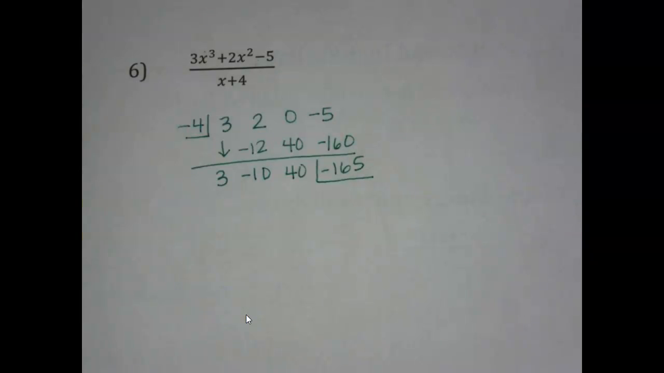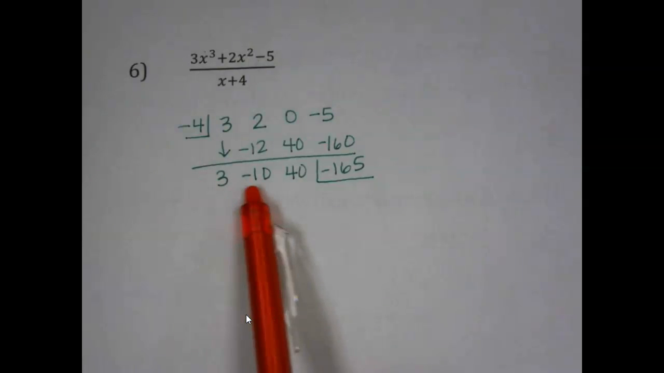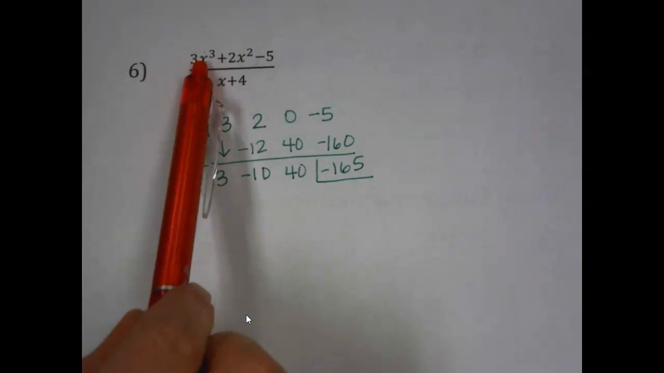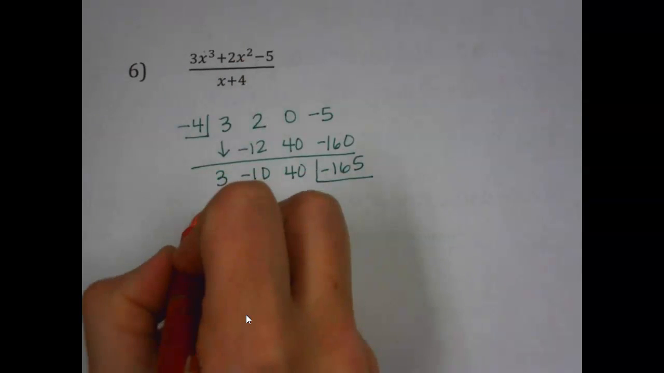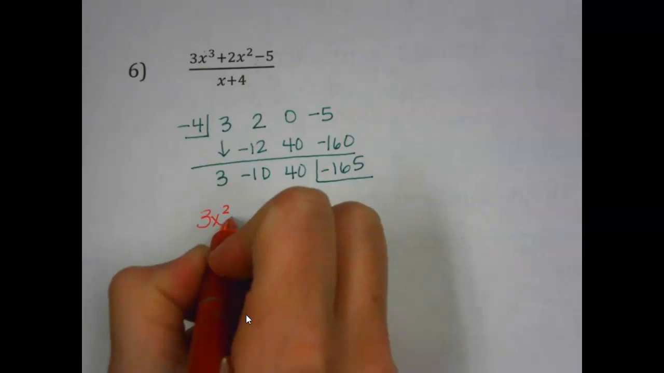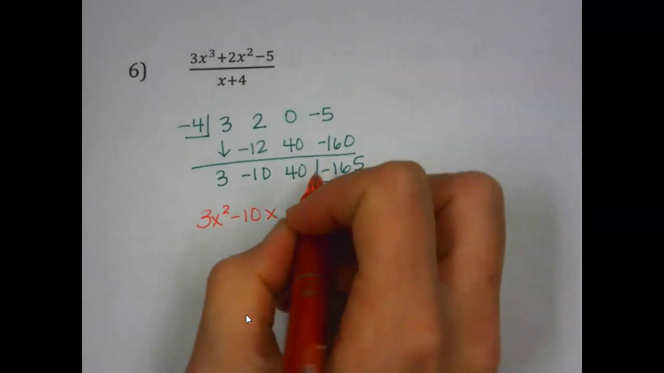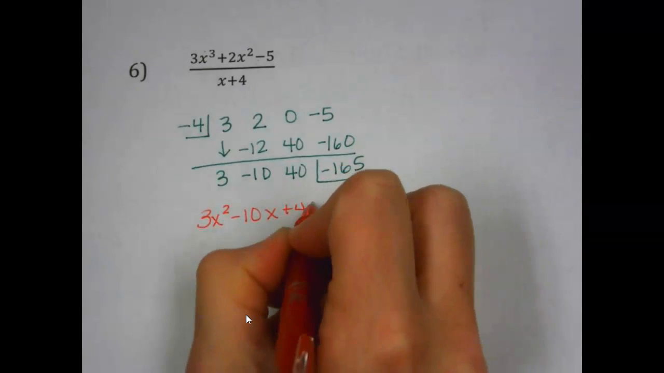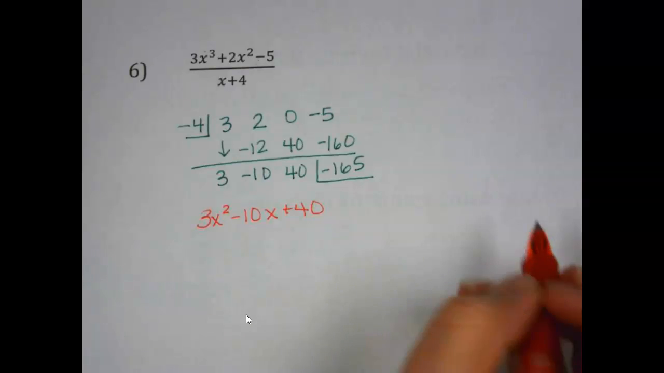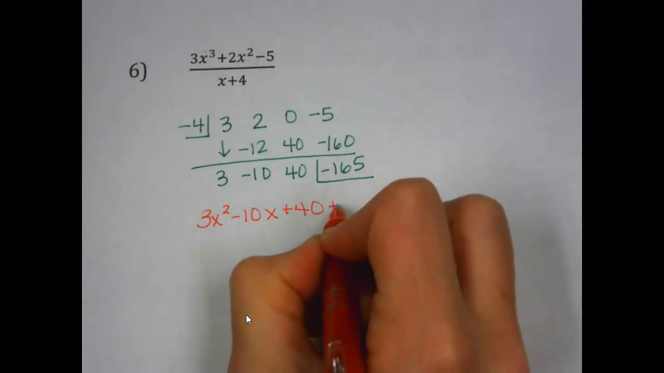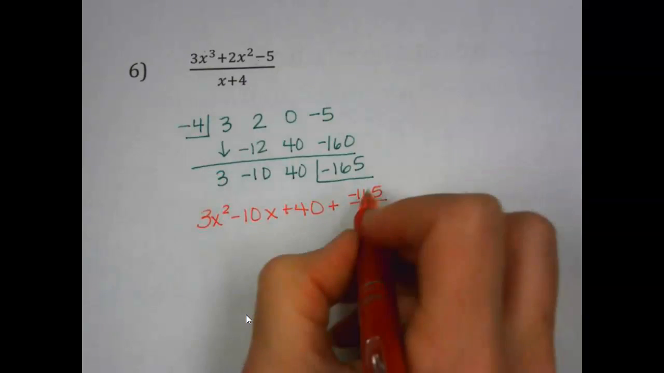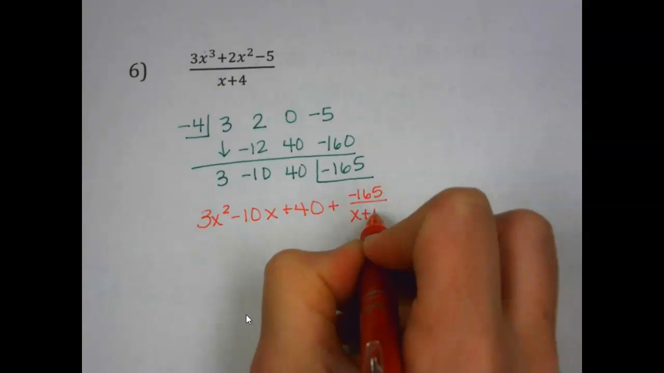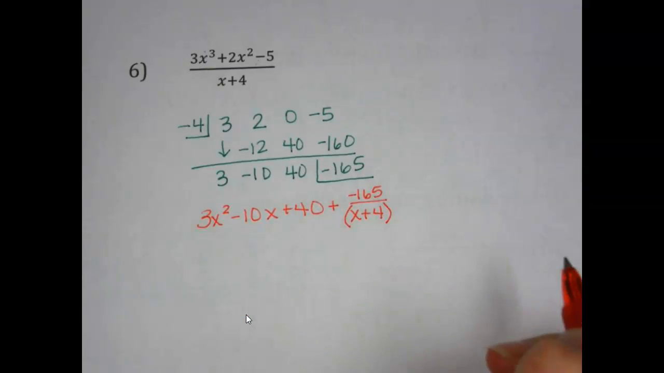We'll get to that in just a second. Let's work on changing this to an equation. So again, we had a cubic, which makes this a quadratic. Always goes down by 1 degree. So 3x squared minus 10x plus 40. And then just like with the long division, your remainder, we always put a plus, negative 165 over what we were dividing by, x plus 4, and that has to be in parentheses.